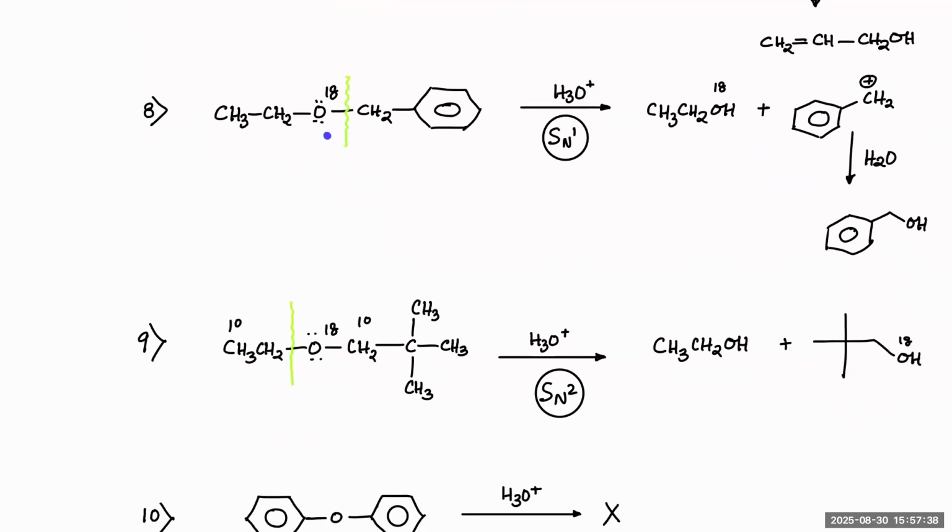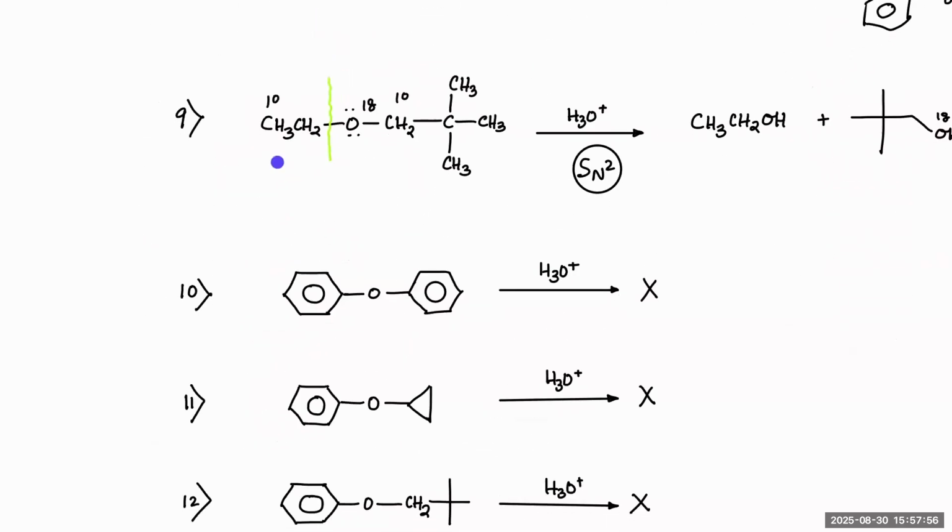Next here also, left side is 1-degree, right side is 1-degree, but this is benzyl. Benzyl is also a very stable carbocation, so it will go via the SN1 mechanism. Hydrolysis will happen to get this alcohol.